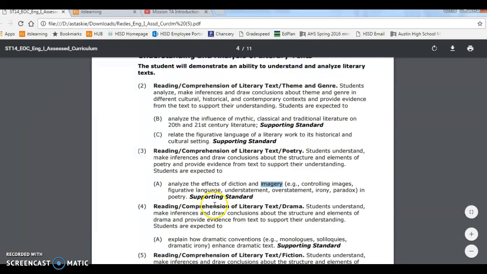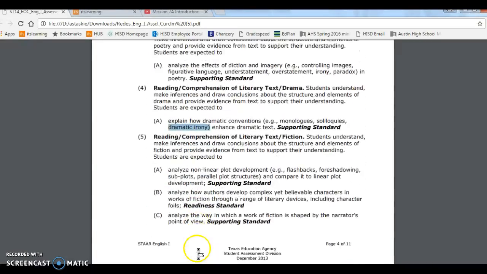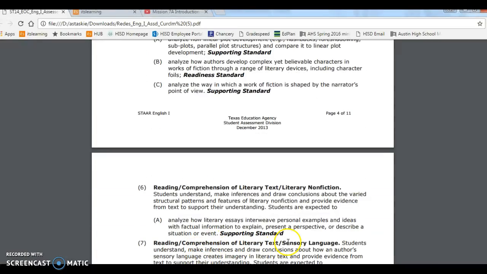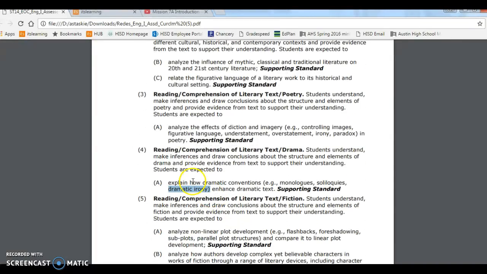Cool? Your second build, you're going to be using the genre of drama. Drama essentially means plays. And during this build, we're going to be looking at how dramatic irony is used in drama. Dramatic irony is a form of sensory language, so we're looking at how dramatic irony is used in drama.